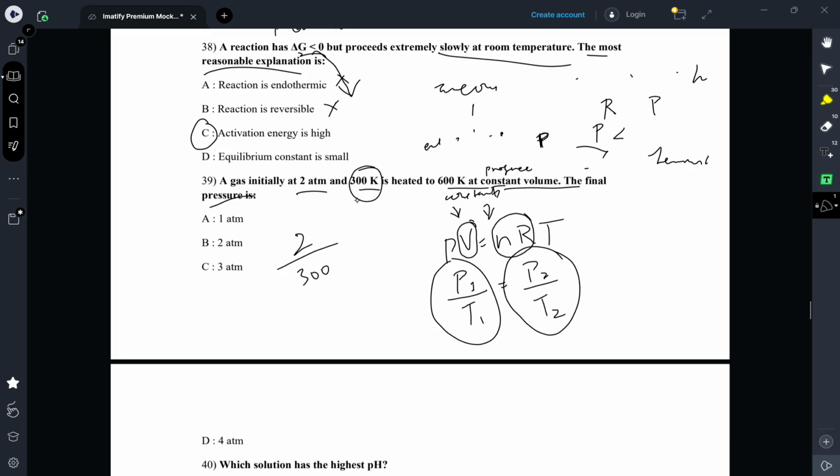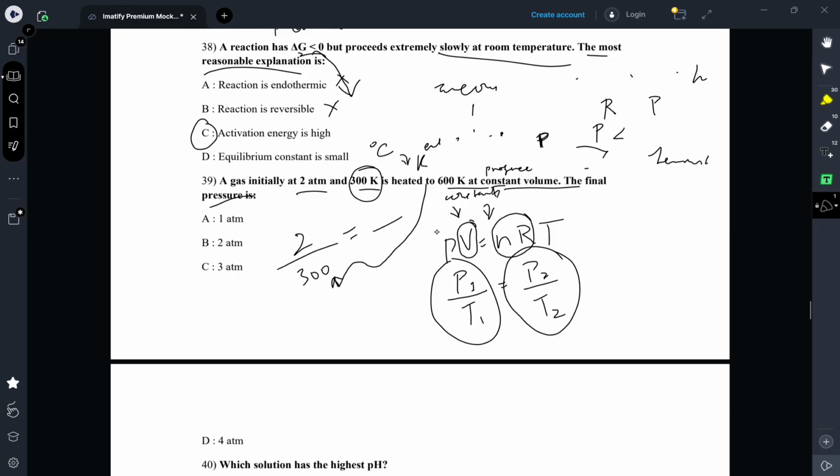Always remember, if they have given the temperature in Celsius, first convert into Kelvin and then enter that value here. But in this question, they have already given it in Kelvin, so no need to convert. But I'm just telling you that if they have given it in Celsius, then convert it into Kelvin.